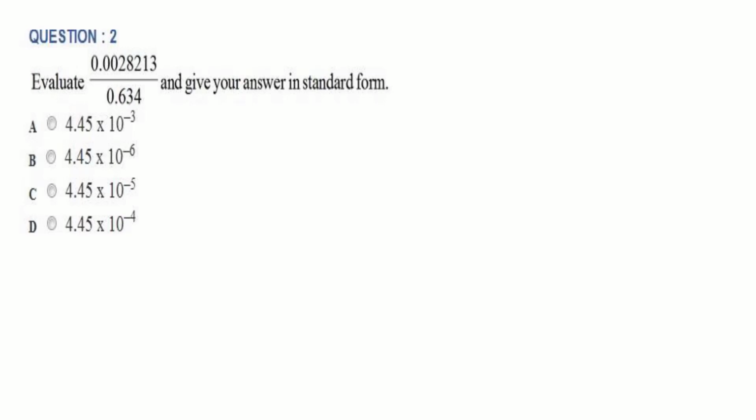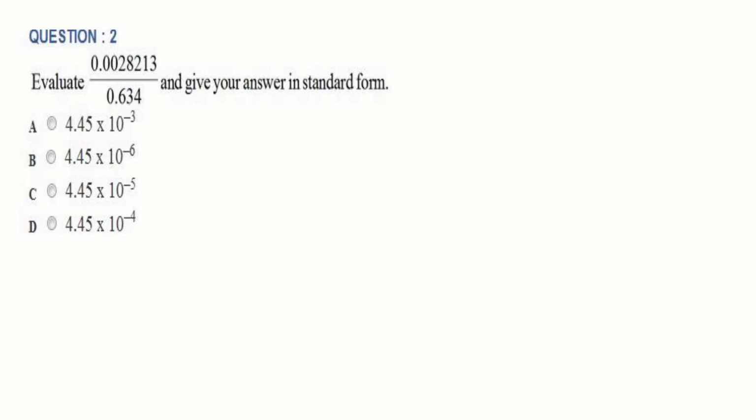This is the second question. This is a question from standard form. So don't forget, this is JAMB. In all your ways, you must try as much as possible to finish very fast, because the time will not be on your side. So you have a question like this: evaluate 0.0028213 divided by 0.634 and give your answer in standard form.